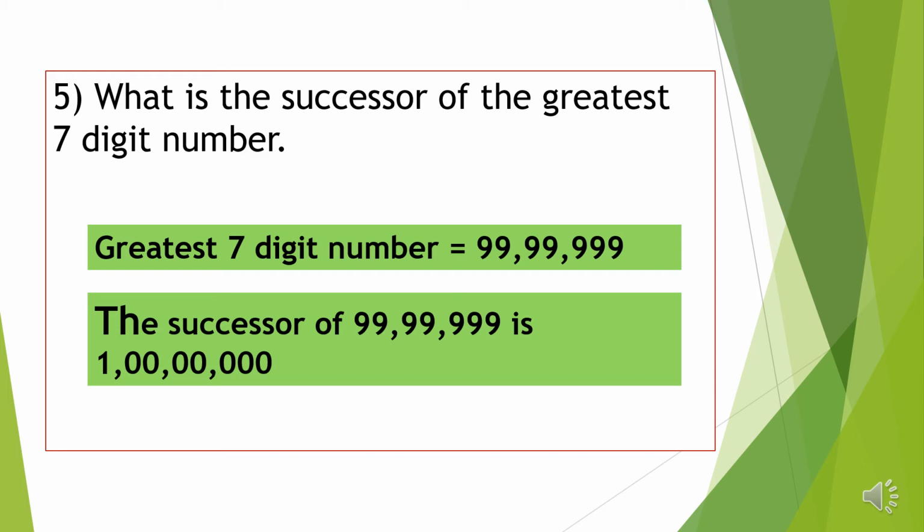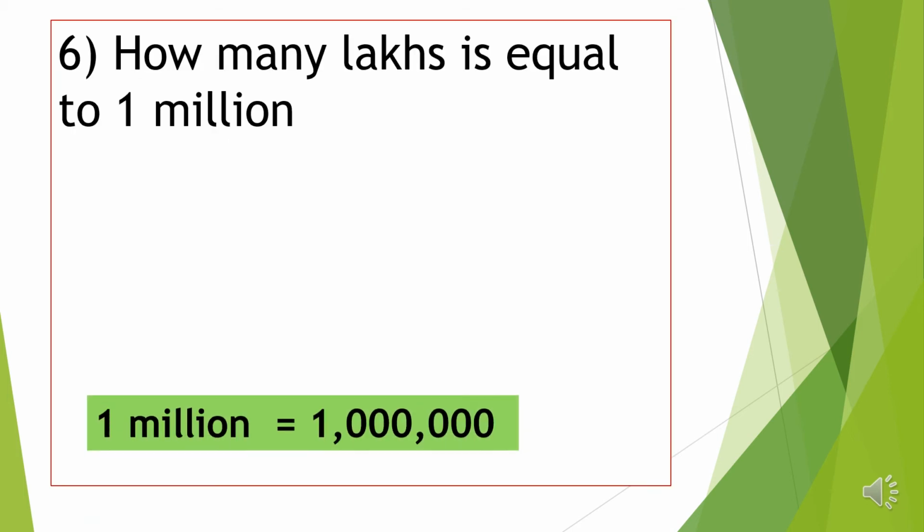All of that we have discussed in the previous classes. So what is the answer we are getting when we add 1 to 99,99,999? We are getting 1 crore. That is the successor of the greatest 7-digit number. So what is the successor of the greatest 7-digit number? It is 1 crore. Did all of you understand?